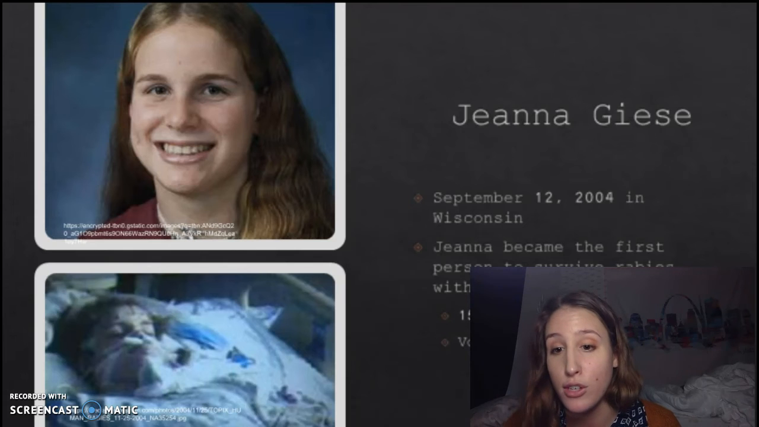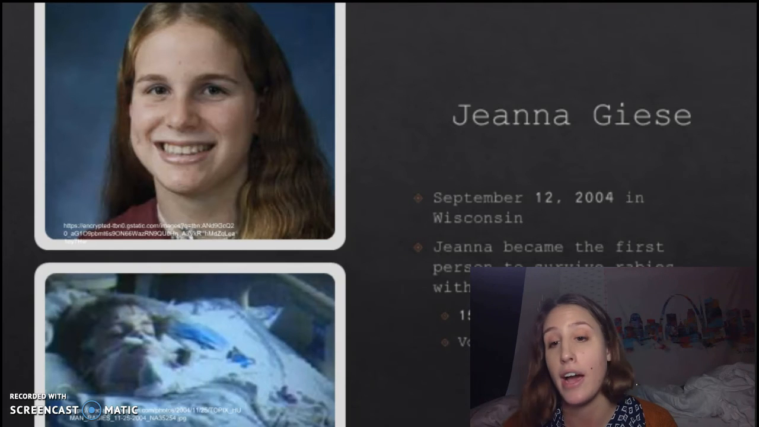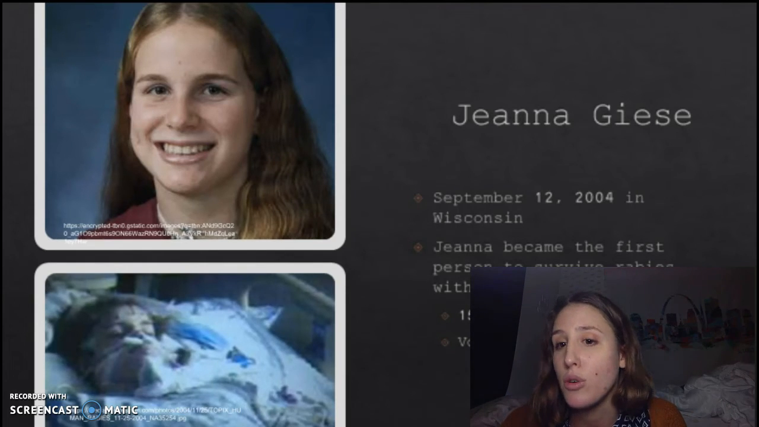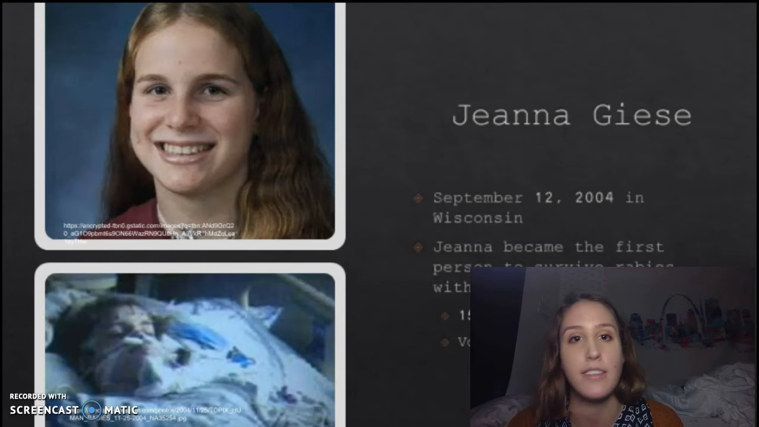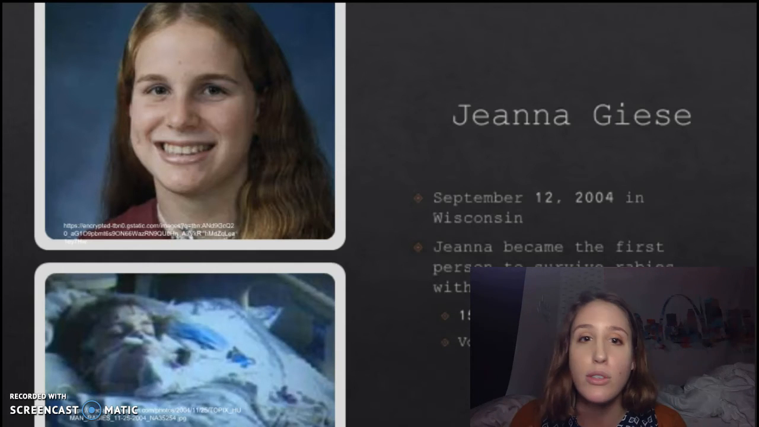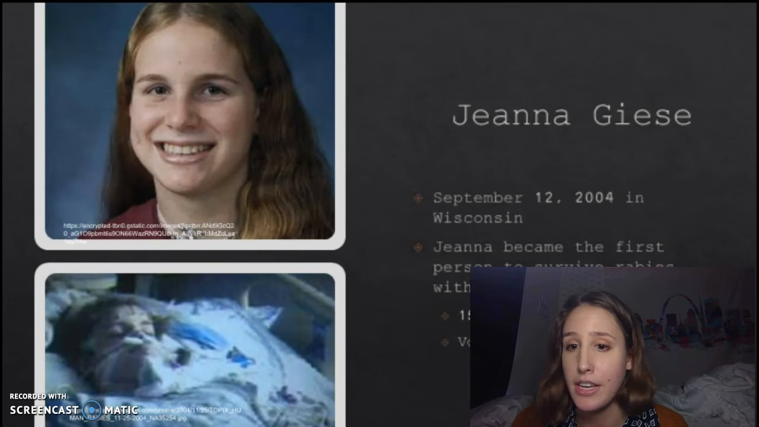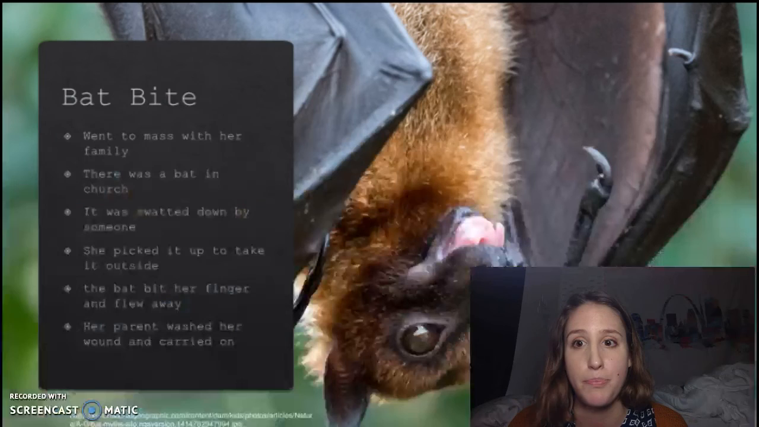She is the first ever case that has survived having rabies without a vaccine. In this picture, Gina's about 15 years old, and she's from Wisconsin. This case happened in 2004. She was very athletic, like the star of her volleyball team, in very good physical shape.